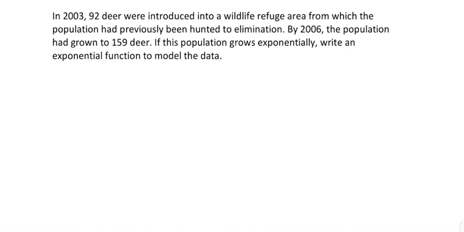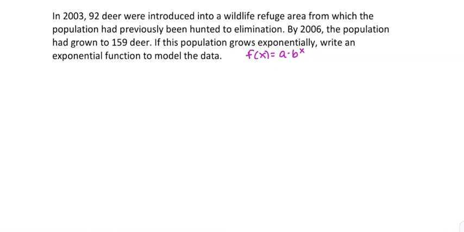So when we're asked to write an exponential function, we're thinking about a function in the form f of x equals a times b to the power of x. So we want to be able to find an initial value, which is what our a represents, as well as our growth rate, which is what we're going to represent with our b.